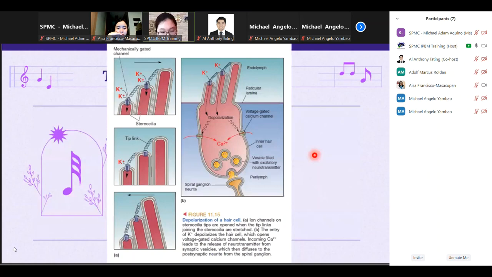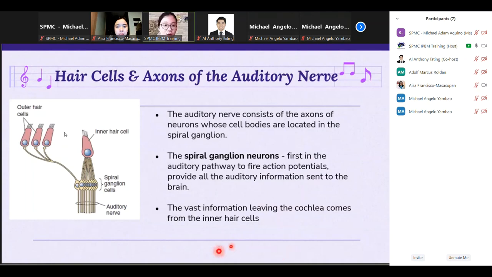links, joining the stereocilia, stretch. So the entry of potassium depolarizes the hair cells, which opens voltage-gated channels. So the auditory nerve consists of the axons of neurons whose cell bodies are located in the spiral ganglion. So the spiral ganglion neurons are actually the first in the auditory pathway to fire action potentials and provide all the auditory information sent to the brain.